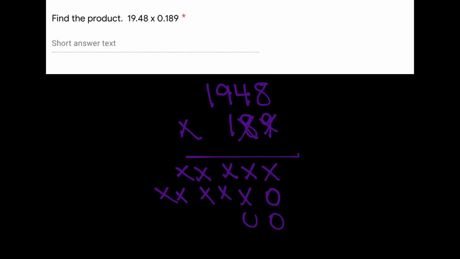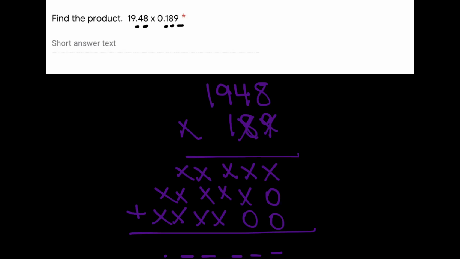Now we have 2 x's, we have 2 zeros. We will multiply our 1948, and we will get that many digits. You will then add, and when you get your answer, you will go up to your problem and you will count. We have 1, 2, 3, 4, 5 digits after your decimal point. So you will underline 5 and place your decimal point in front of the 5th digit. And that's how you will know where your decimal point goes.